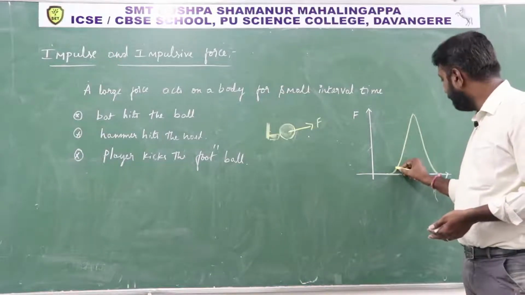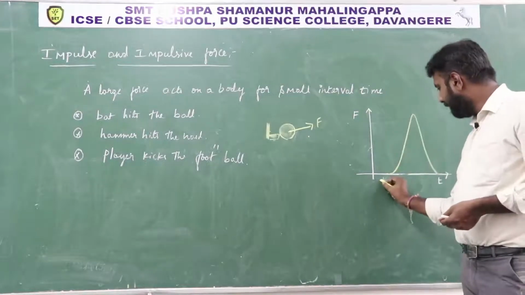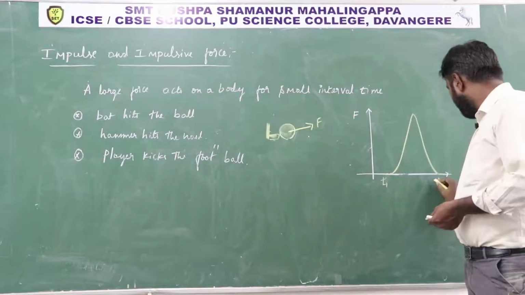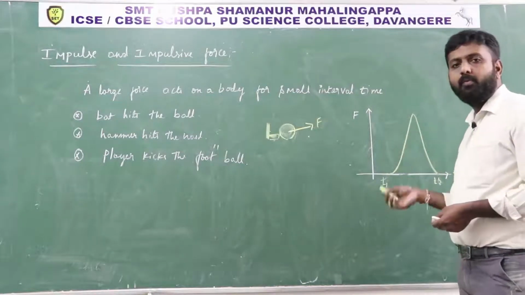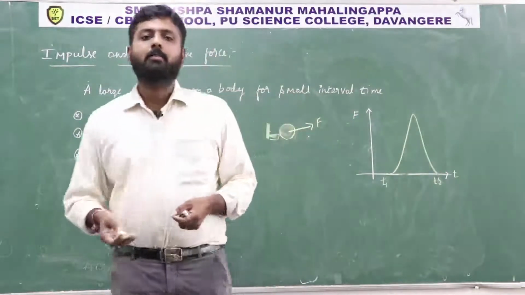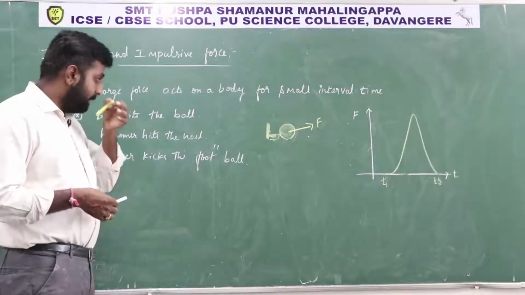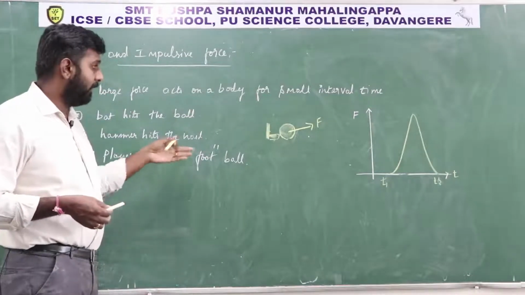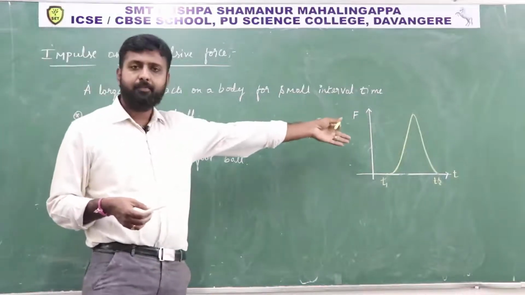So this impulsive force acts in a small interval of time, let us take this is t1 time and this is t2 time. In this small interval of time also, the force is variable. The force is not constant. Okay. And here you came to know what is meant by impulsive force, and that is the graph we can obtain for impulsive force.